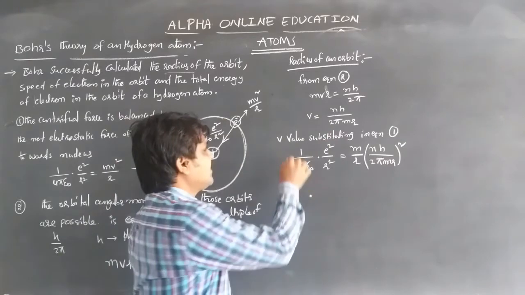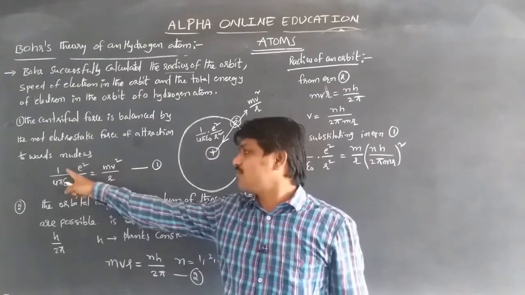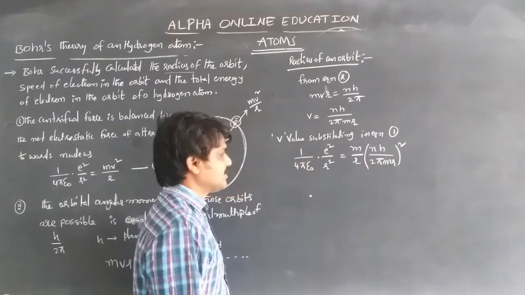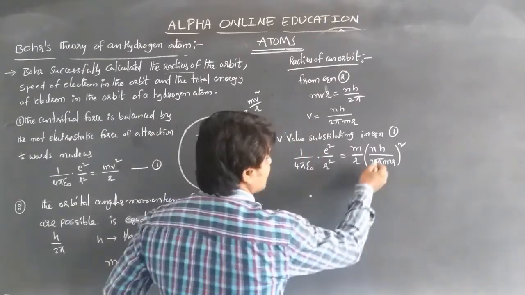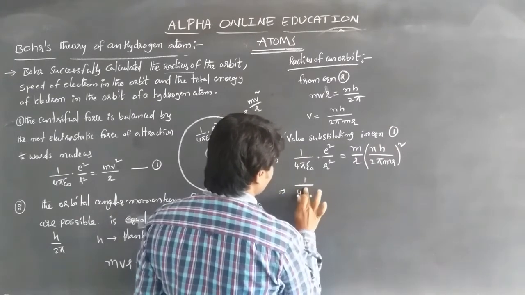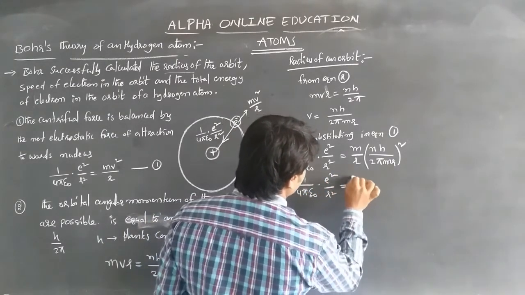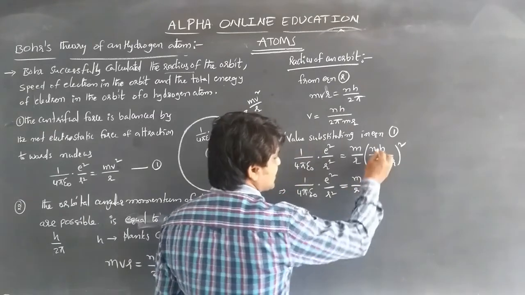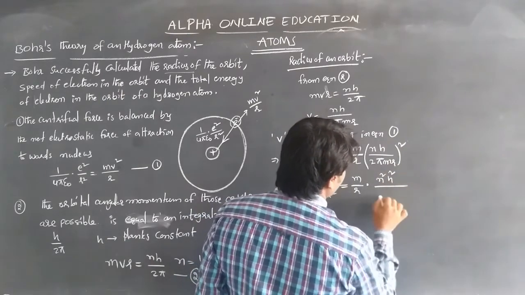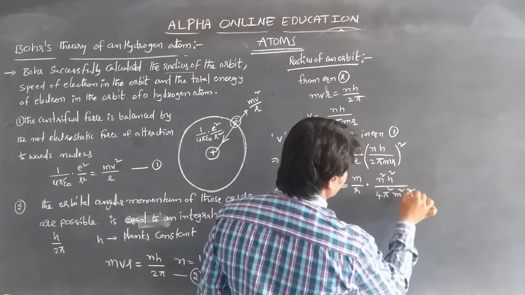Here, instead of v, we are writing nh by 2 pi mr in equation number 1, that is 1 by 4 pi epsilon naught into e square by r square is equal to mv square by r. By substituting this equation, we can find out the radius of an orbit. So we are squaring: 1 by 4 pi epsilon naught into e square by r square is equal to m by r into, here I am substituting inside the square, n square h square by 4 pi square m square into r square.